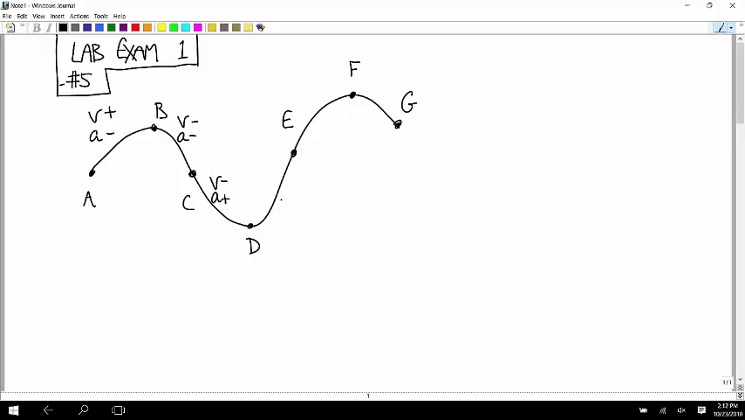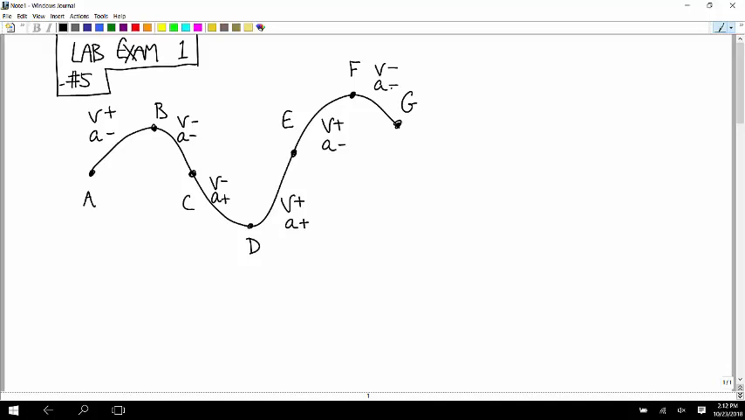D to E, positive velocity, positive acceleration. E to F, positive velocity, negative acceleration, because now it's concave down again. And F to G, that's a negative velocity and a negative acceleration. And once you've done that, you can just read the answers off of it.